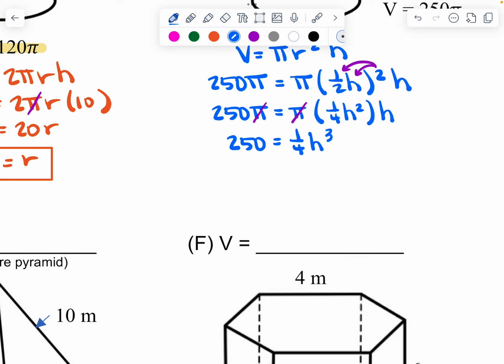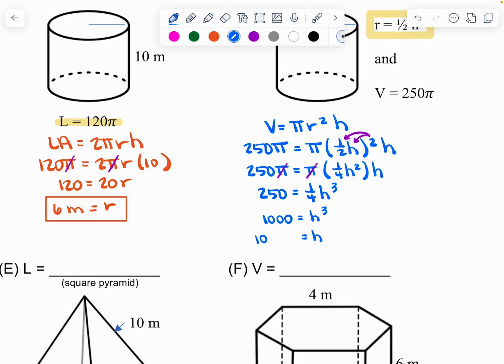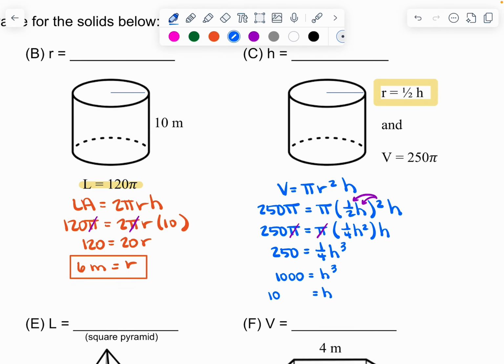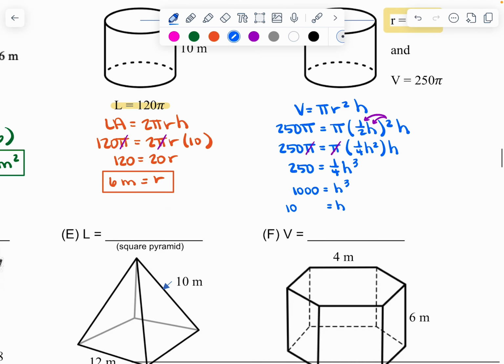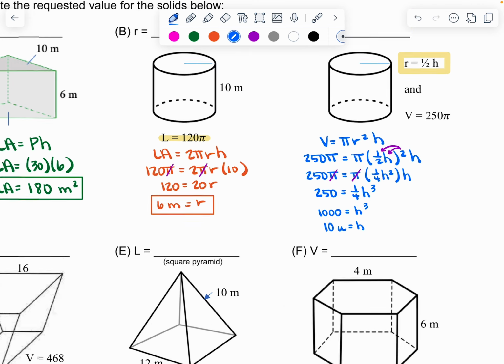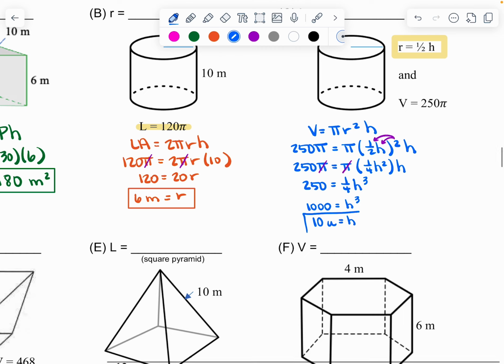So I'm simply going to do what I would do for any algebra equation that has a fraction in it. I'm going to multiply both sides by 4, which is going to give me 1,000 equals h cubed. And then I'm going to cube root the 1,000, which has 3 zeros, so the cube root is going to be 10. It doesn't really give me any units. I was leaving space for units, so I'm just going to put 10. I'll just put U for units. So yeah, voila.